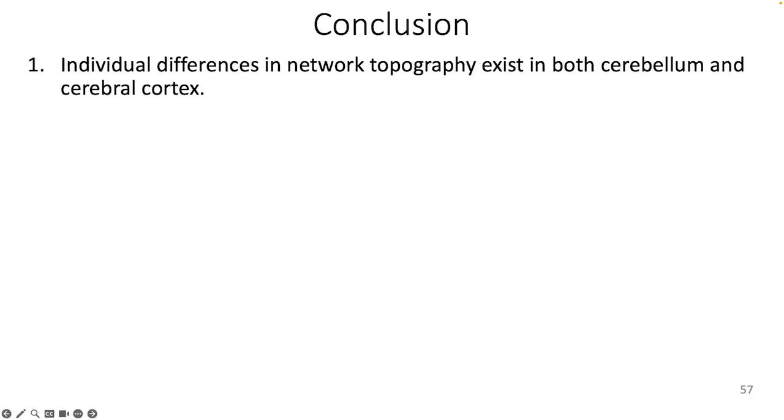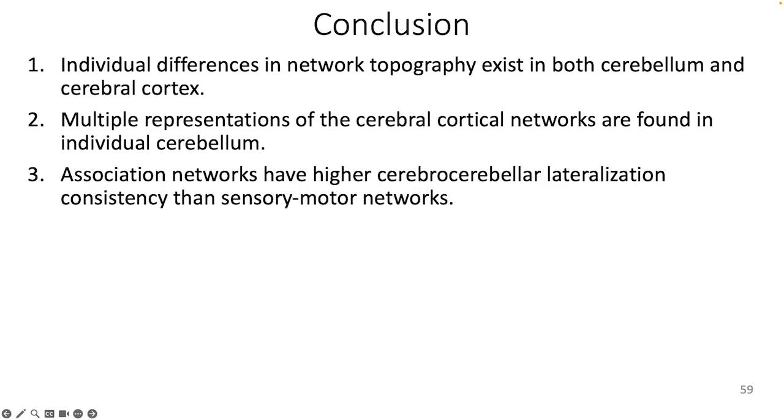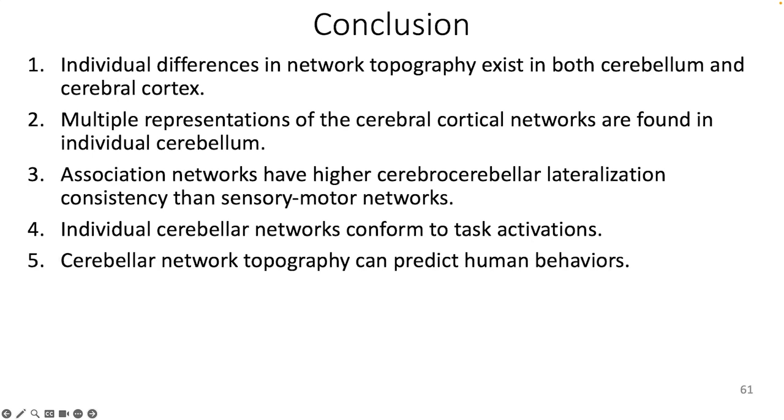To conclude, individual differences in network topography exist in both cerebellum and cerebral cortex. Multiple representations of the cerebral cortical networks are found in individual cerebellum. Association networks have higher cerebellar lateralization consistency than sensory motor networks. Individual cerebellar networks conform to task activations. Cerebellar network topography can predict human behaviors.